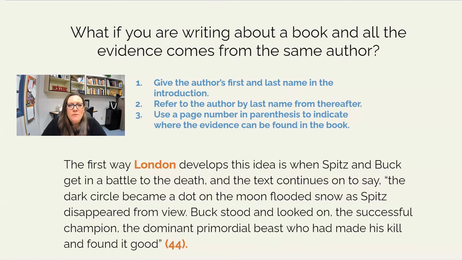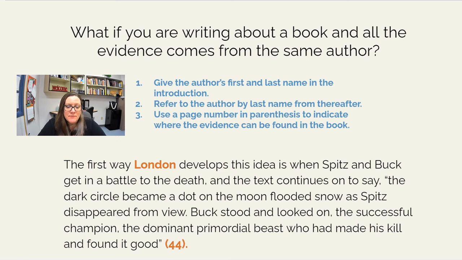So if all of the information that you're using in your paper all comes from the same author, the same book, then you're going to do things a little bit differently. So normally this will happen if you're writing about like a book that you've read for your English class. And so in this case, you're going to give the author's first and last name in the introduction. So here in this example, this is from Jack London's Call of the Wild. So the writer would have put that in the introduction to the essay. And then they're going to refer to the author by last name at any other parts in the essay.